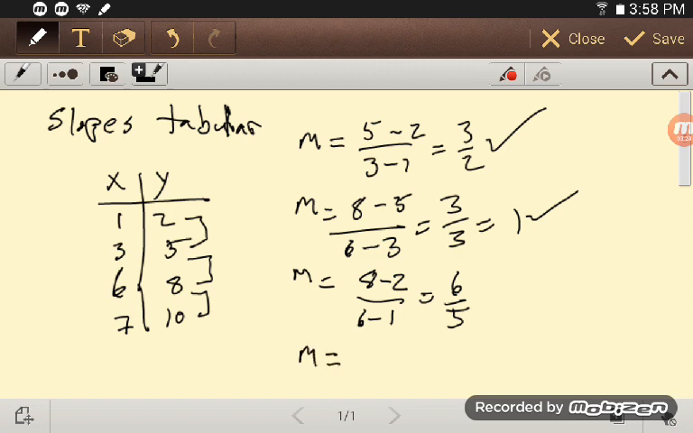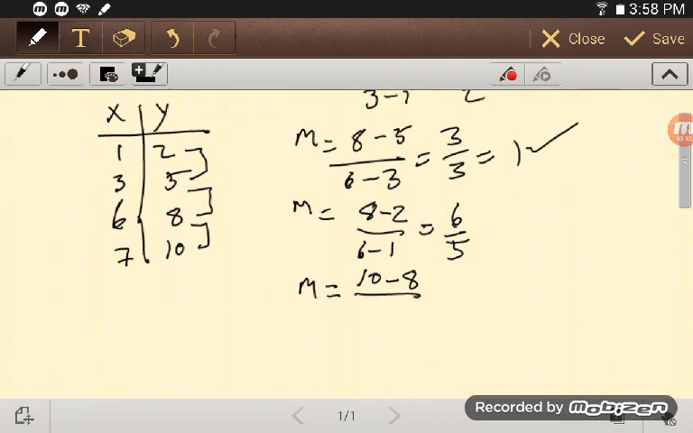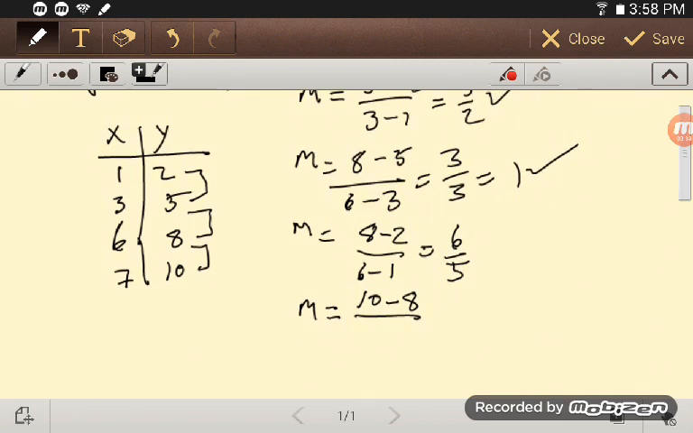So if I do m equals 10 minus 8 over, I'm not sure how I did that. Okay. You are free to make fun of me for not being very good with this thing, but so we get 2 over 1. So we get 2 for that one, and we'll use that.